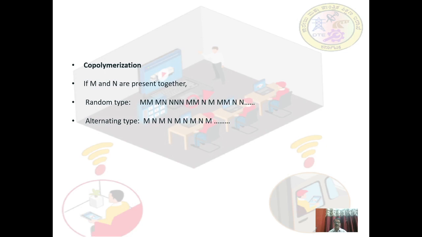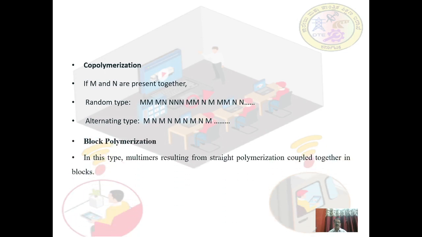Next, we discuss block polymerization. In this type, multimer results from straight polymerization coupled together in blocks.